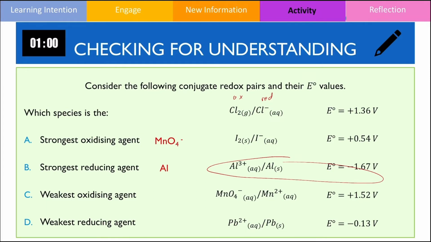The weakest oxidizing agent will be the species that has the lowest cell potential. In this case, it's also going to correspond to the aluminium half equation, and because it's an oxidizing agent which undergoes reduction, therefore we're going to be choosing the aluminium cation. And finally, the weakest reducing agent will be manganese 2+, because the weakest reductants have the highest positive values and undergo the reverse oxidation reaction.